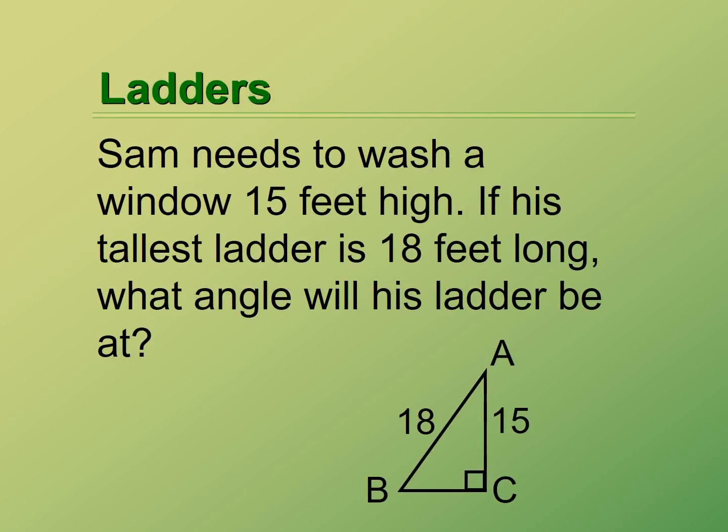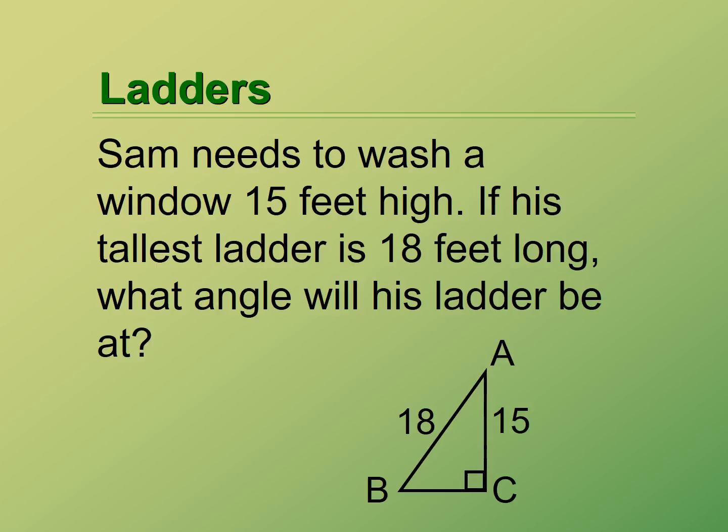Now that we know how to solve right triangles, the question is, why in the world would we need to know something like that? Well, we use these in problems that mimic triangles. For example, when you put a ladder against a wall or a building, it creates a right triangle. So in this problem, Sam needs to wash a window that is 15 feet high. His tallest ladder is 18 feet long. So the question is, what angle will his ladder be at?